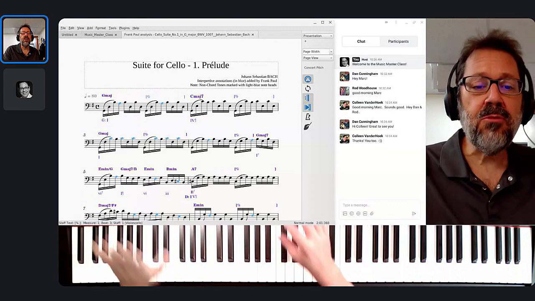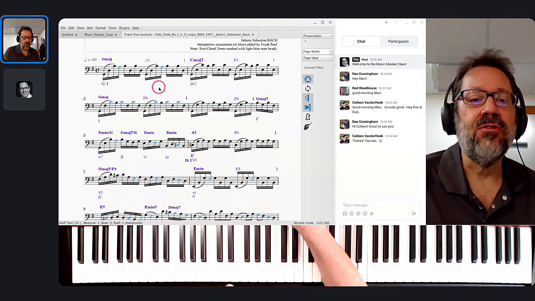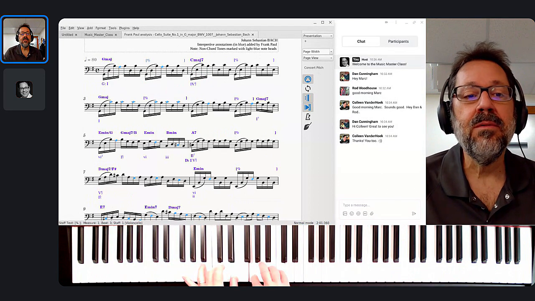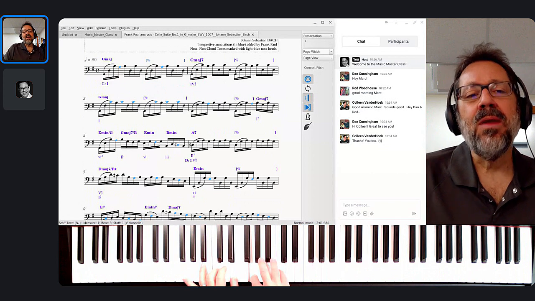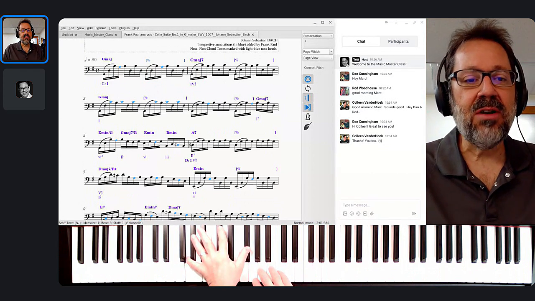All right, so that's some nomenclature stuff. Now let's talk about the actual analysis. So yeah, the seventh is there. So we've got the 1 chord, yep, and then we've got the 4 chord. And now he's got this next chord notated as G major 7th.